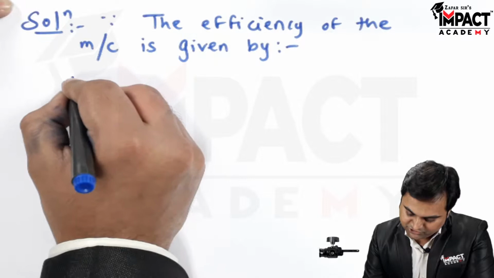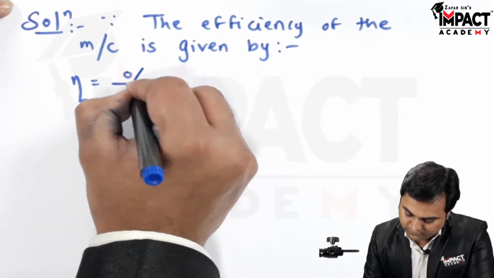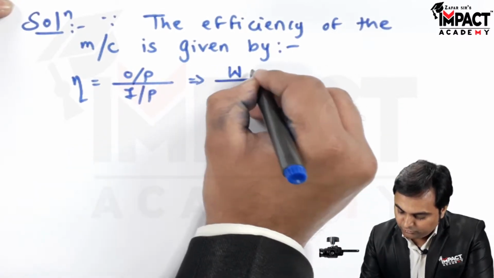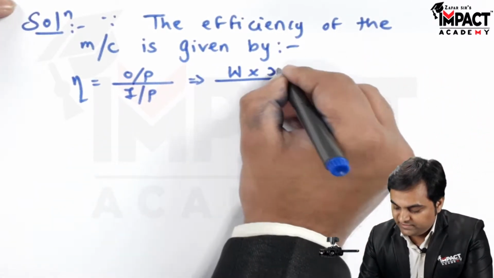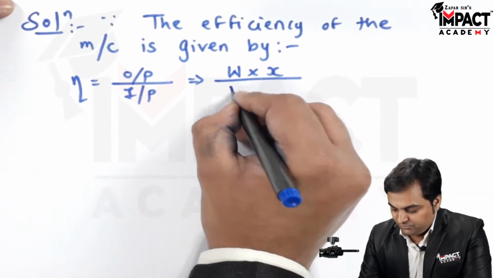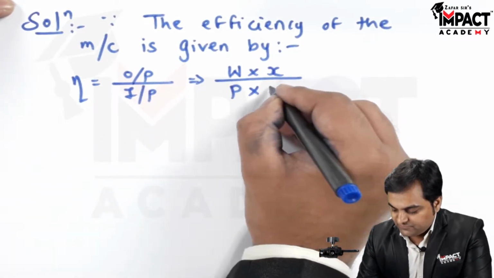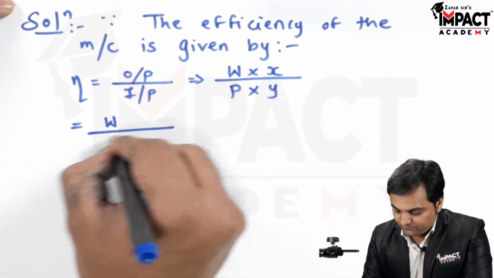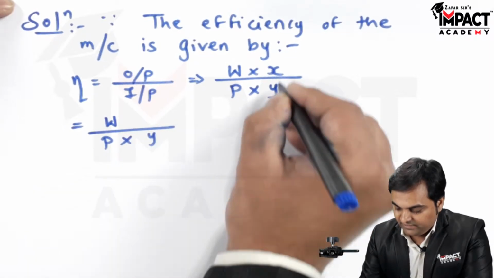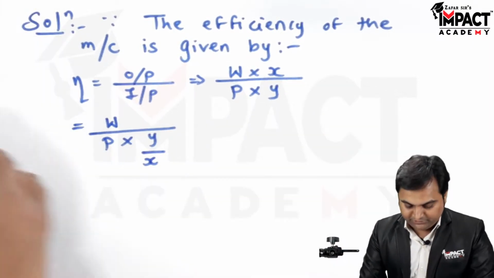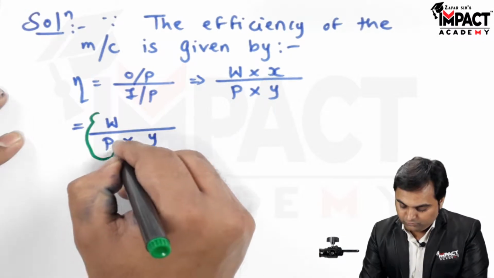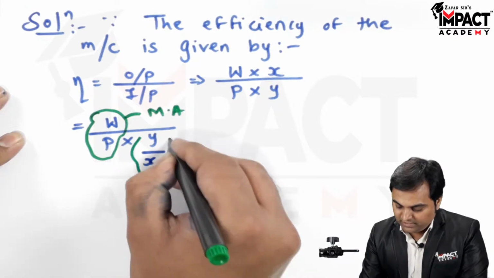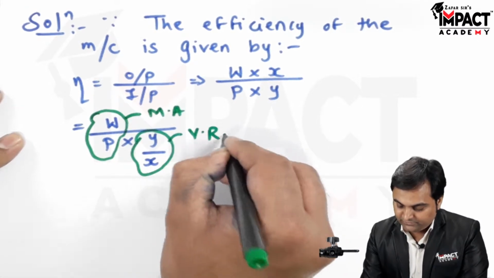Since the efficiency of the machine is given by output upon input, and output is load into distance moved by load, which is x distance. Similarly, input is effort into the distance moved by effort, which is y. So W upon P, here we have y, and x would be shifted into this denominator. Load upon effort is called the mechanical advantage, whereas y upon x is called the velocity ratio.